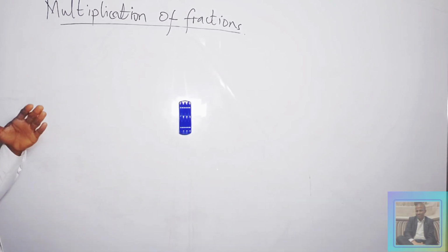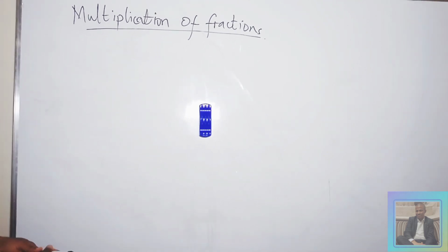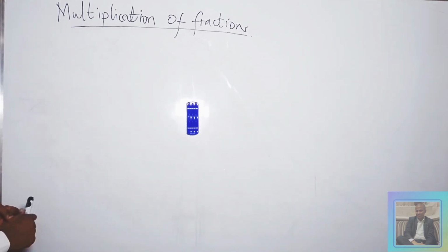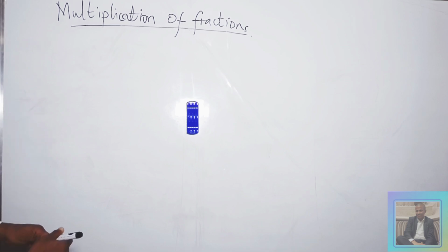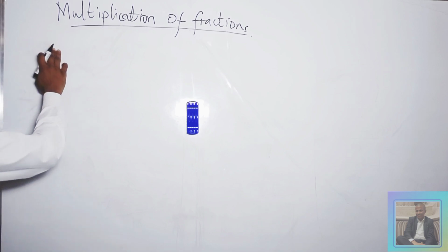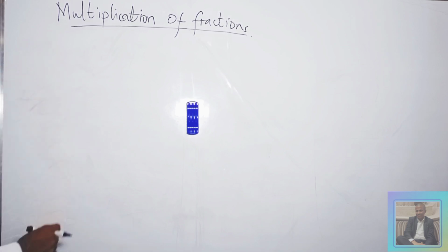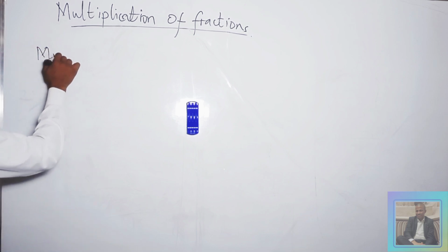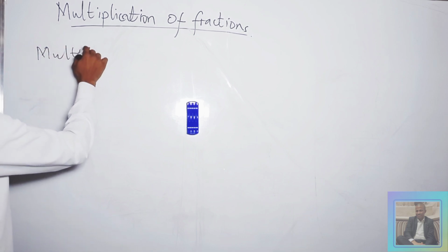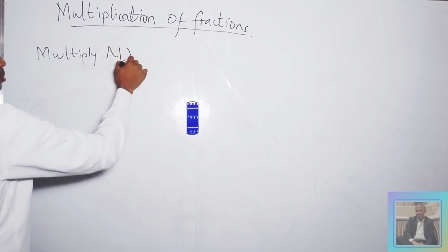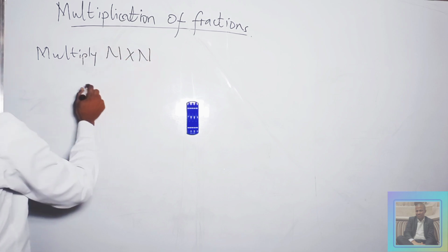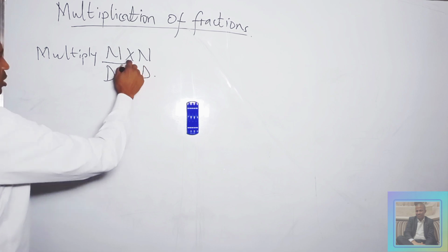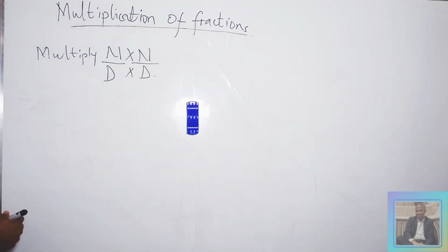Today we'll be talking about multiplication of fractions. We've done addition of fractions, subtraction of fractions. Today, in multiplication of fractions, there's just a rule. And what's the rule? We multiply the numerators by numerators, and then the denominators by denominators. That's how the rule is.